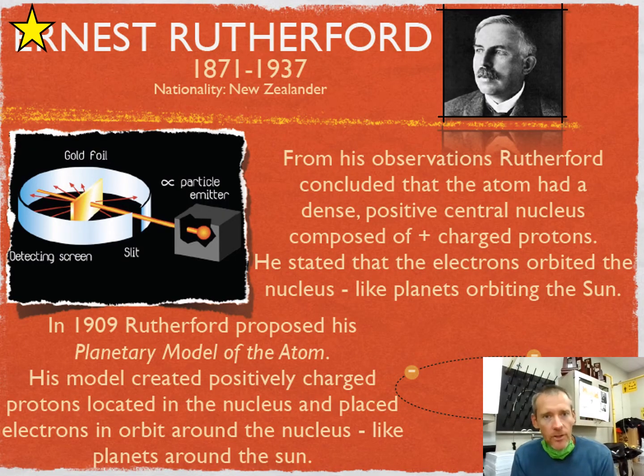So Rutherford came up with his model, which is the planetary model. He said that electrons orbited the nucleus like planets orbiting the sun, and he proposed that the charged particles inside the nucleus, where the electrons were orbiting, were protons.